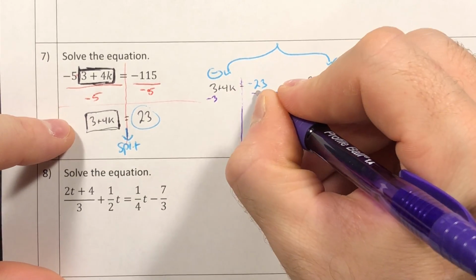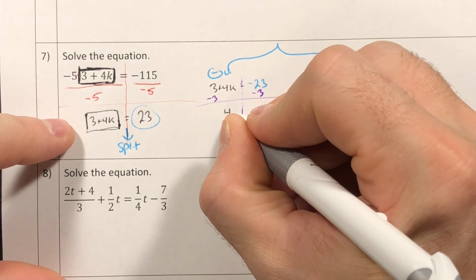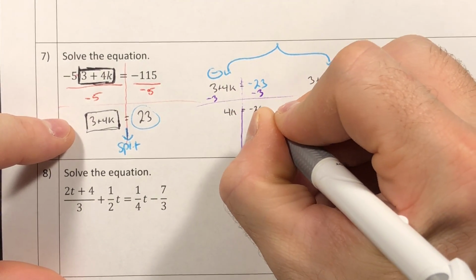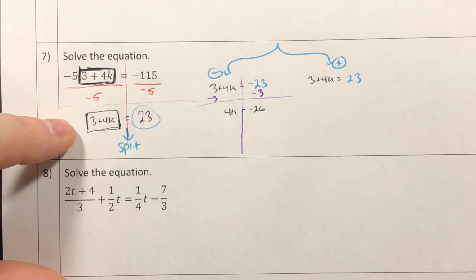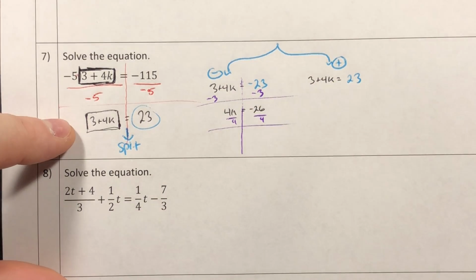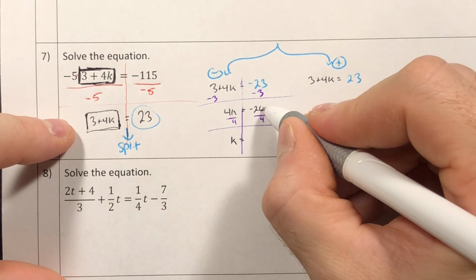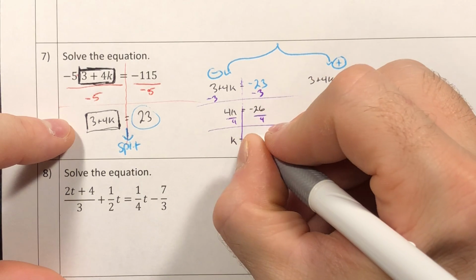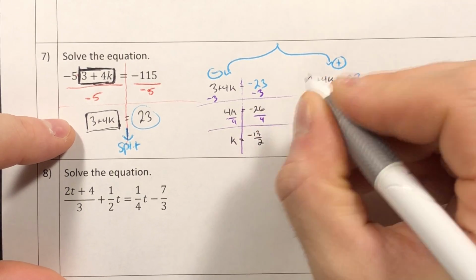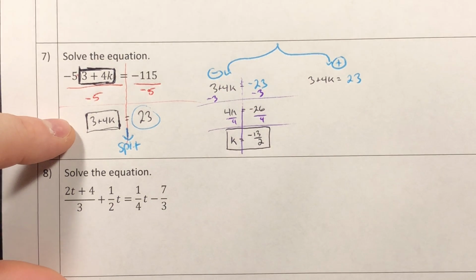First thing is subtract 3. That's going to give me 4k is equal to negative 26. Now I'm going to go ahead and divide by 4. Unfortunately, 26 doesn't divide by 4, but it does reduce. So both the top and the bottom are divisible by 2, so that's going to give me negative 13 halves. Awesome. So that's answer number 1.